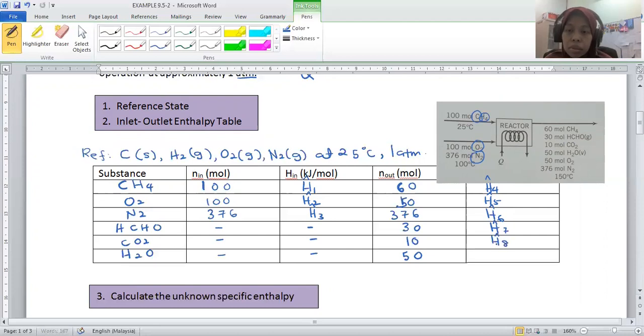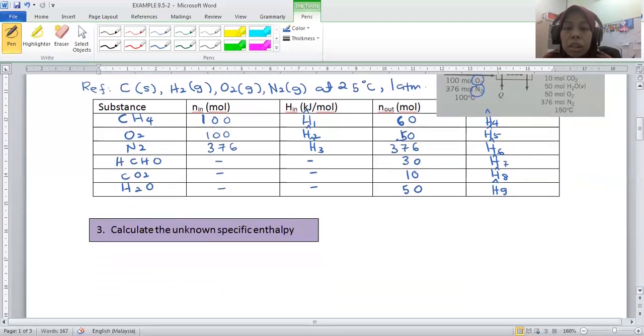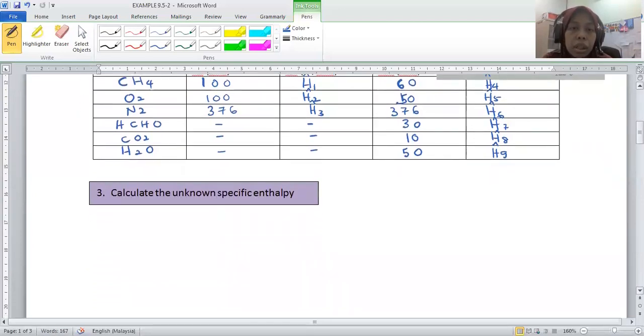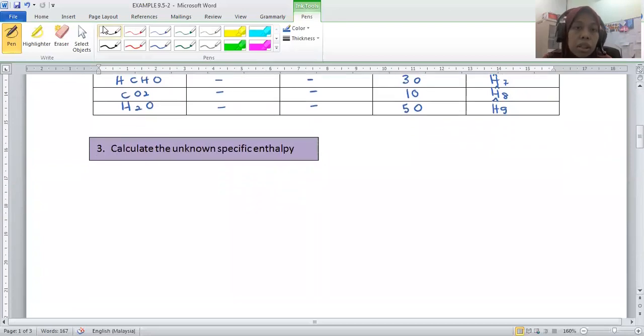Once we fill in all the information in the table, we move on to the calculation of the unknown specific enthalpies, starting with H1 till H9. For H1, our reference substance is methane. It is in gas form at temperature 25 degrees C.